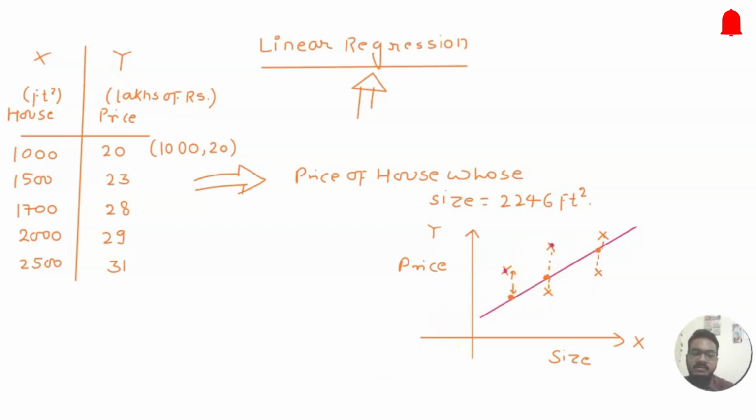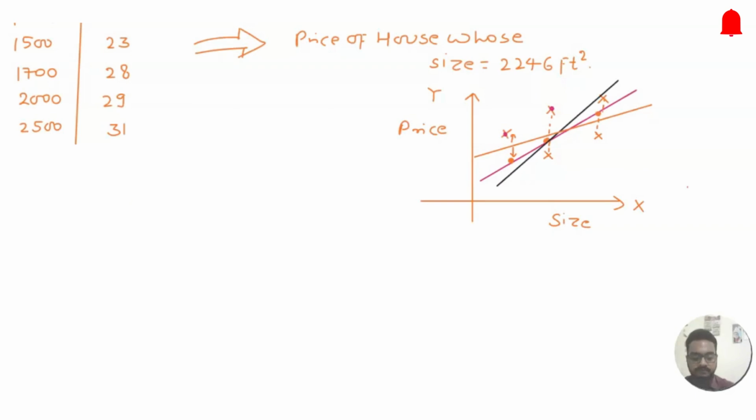There can be many lines. Let's say this can be another line, and then we can have another line. So which is the best fit line? It is the one for which the total distance between the predicted and the actual points is minimum. That will be the best model for our algorithm, linear regression. So how do we find that line? That is a question which we are going to explore in this video. Let us proceed further.